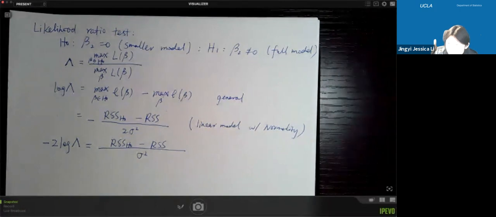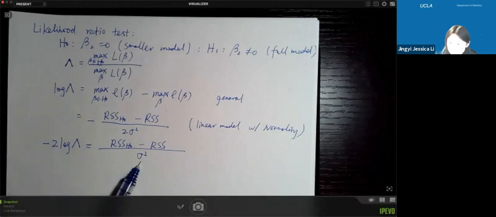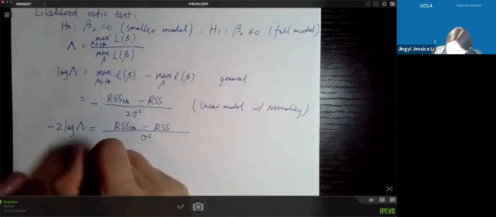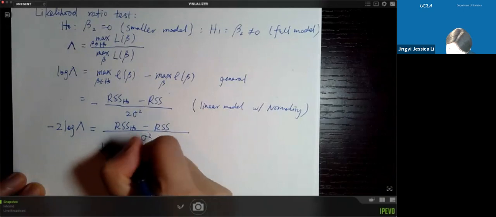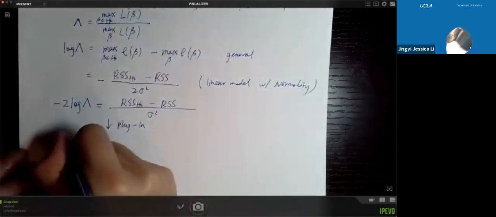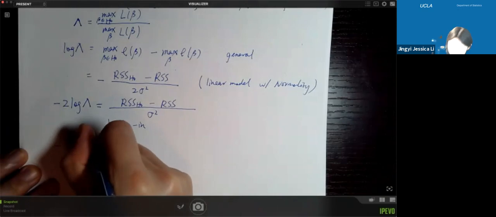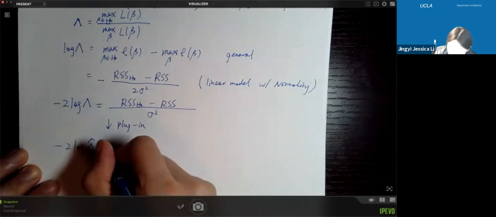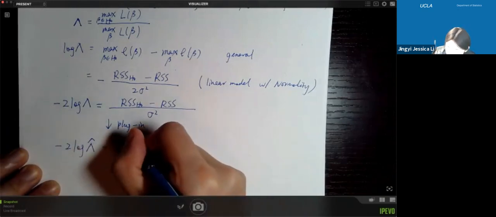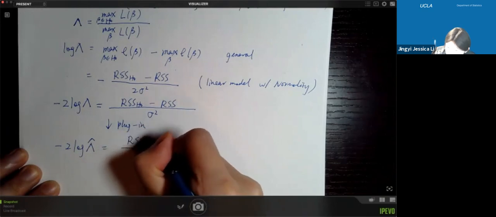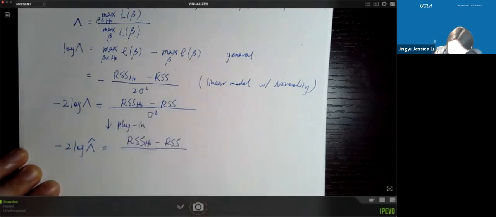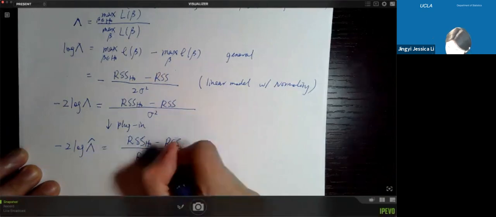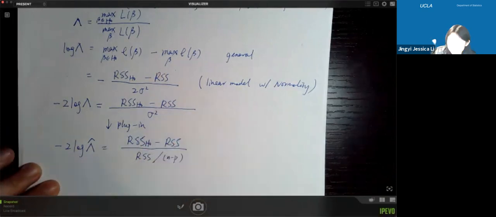But we cannot use it as a test statistic yet because sigma squared is unknown, right? How can we deal with that? We still use our estimator. So here we do plug in again to construct our test statistic. So I'm just going to put this hat here, and for this one, I can say it's RSS divided by n minus p. This is our sigma squared hat.